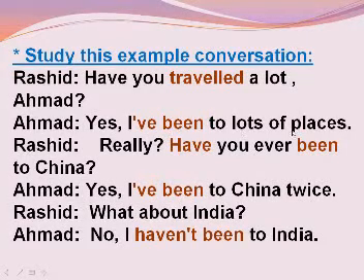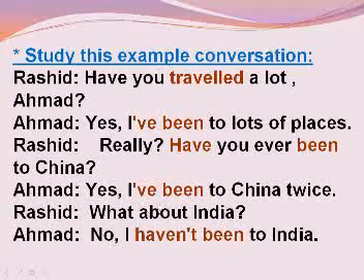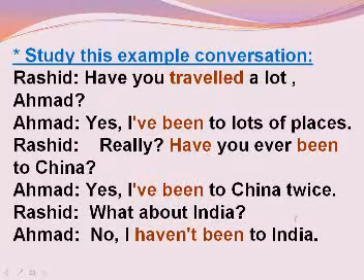Ahmed, yes, I've been to lots of places. Really? Have you ever been to China? Yes, I've been to China twice. What about India? No, I haven't been to India. So in all these sentences we have the present perfect tense.